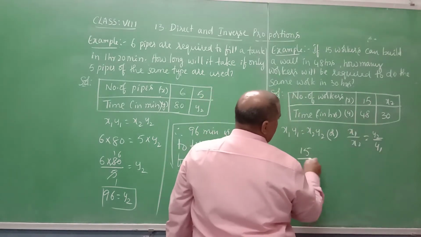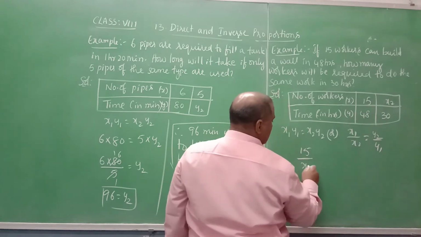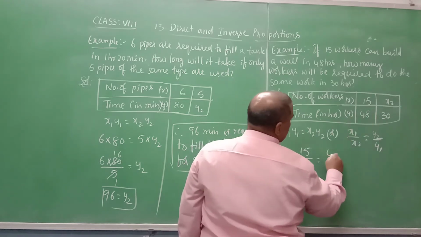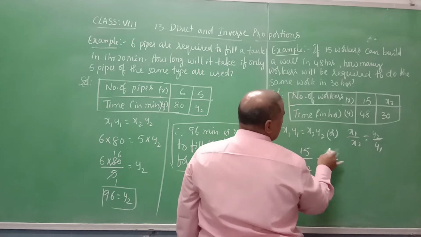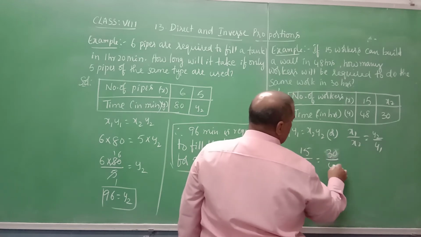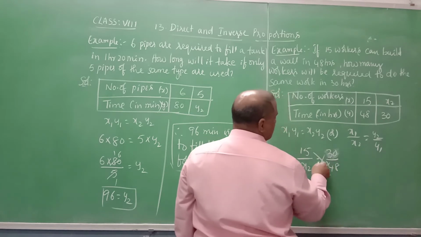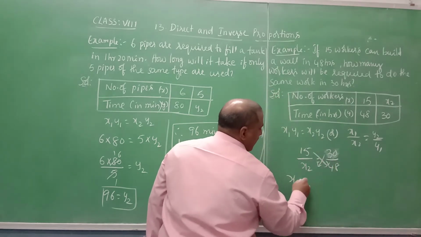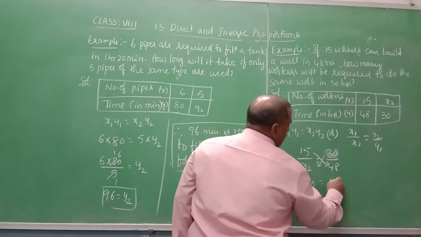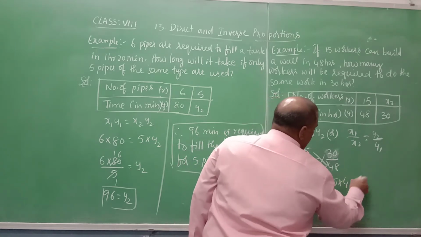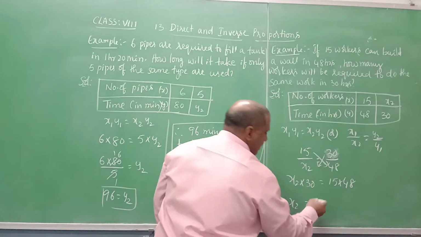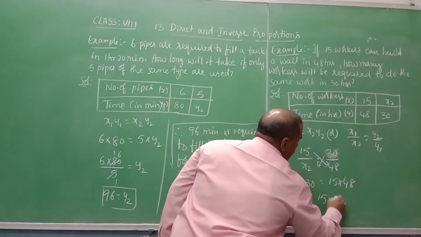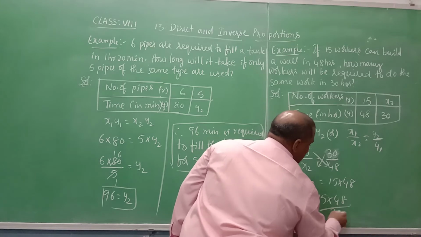15 divided by x2, it is x2 as it is, and y2 is equal to 48 divided by y2 is equal to 30 and y1 is equal to 48. Now by cross multiplication, x2 into 30 is equal to 15 into 48. Now x2 is equal to, transpose 30 to the RHS, it divides. We get 15 into 48 divided by 30.